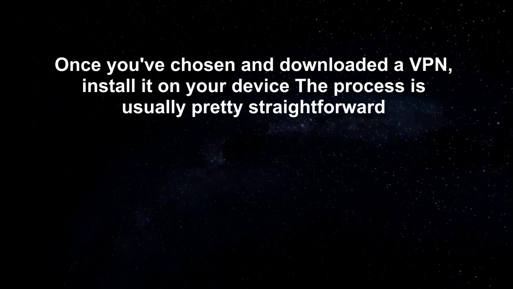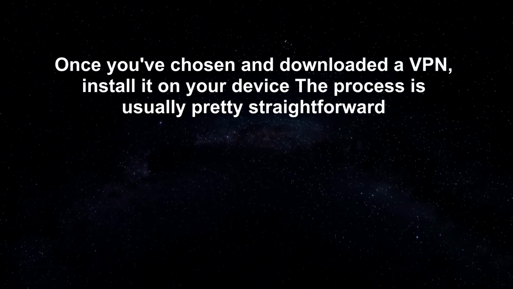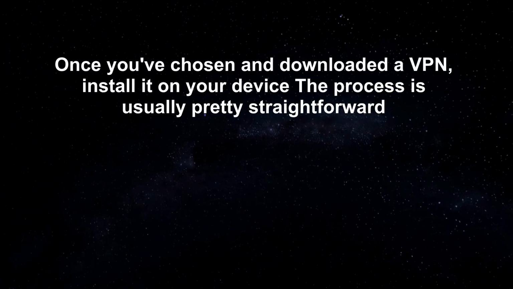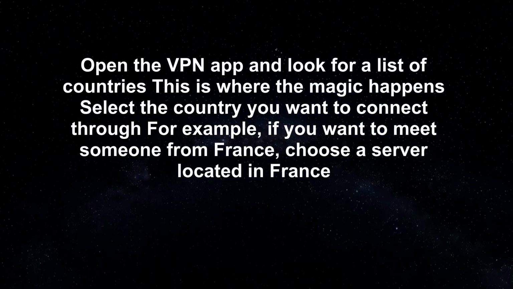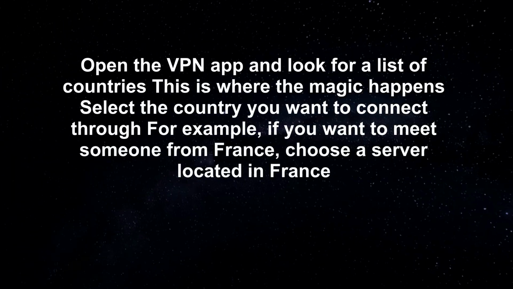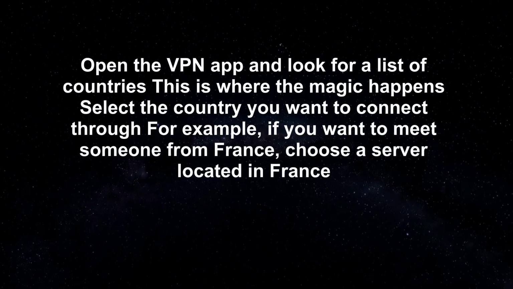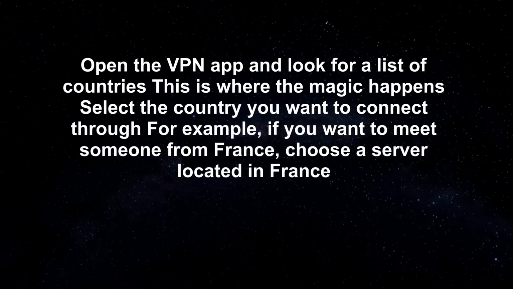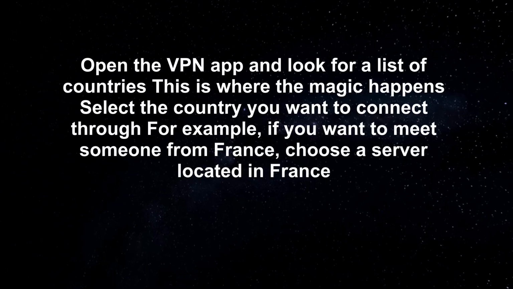Once you've chosen and downloaded a VPN, install it on your device. The process is usually pretty straightforward. Open the VPN app and look for a list of countries. This is where the magic happens. Select the country you want to connect through. For example, if you want to meet someone from France, choose a server located in France.